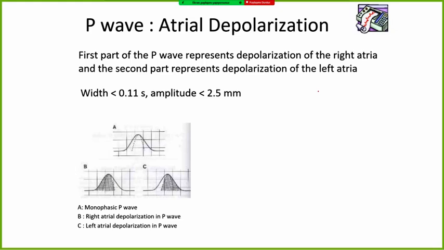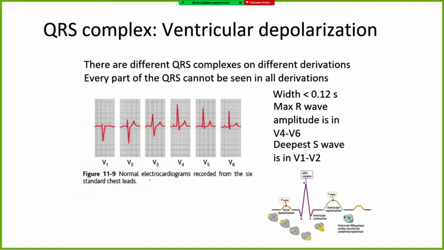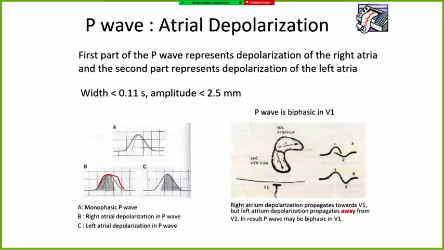So again, the P wave represents the depolarization of the right atria, and the second part of the P wave represents the depolarization of the left atria here. I forgot to tell, the P wave width should be less than 0.11 seconds, and its amplitude should be less than 2.5 millimeters.